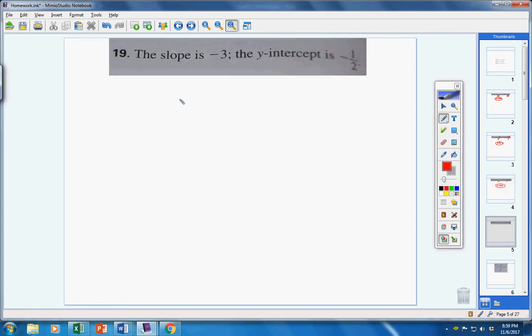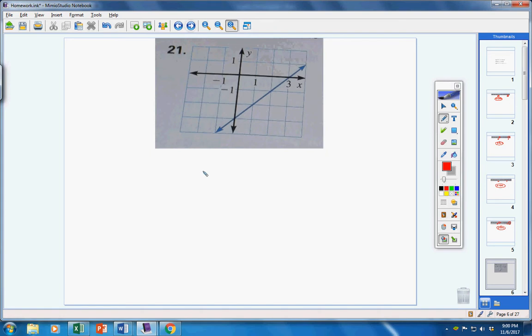Number 19. Okay, here's my slope, here's my y-intercept. So I write y, then equals, then my slope, which is negative 3, then the variable x, and then my y-intercept, which is negative 1/2. Moving on, number 21. Okay, now look, guys, pretty simple.